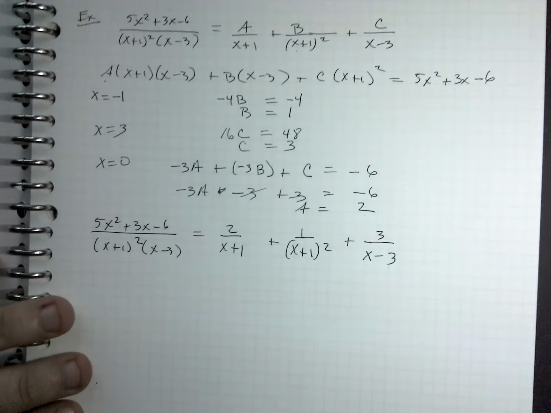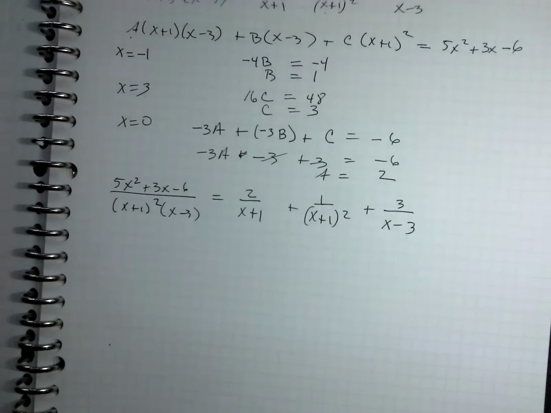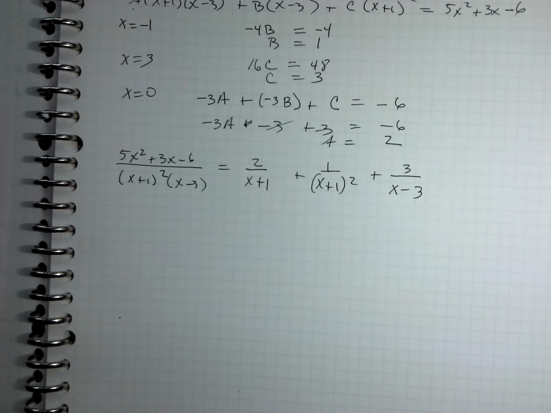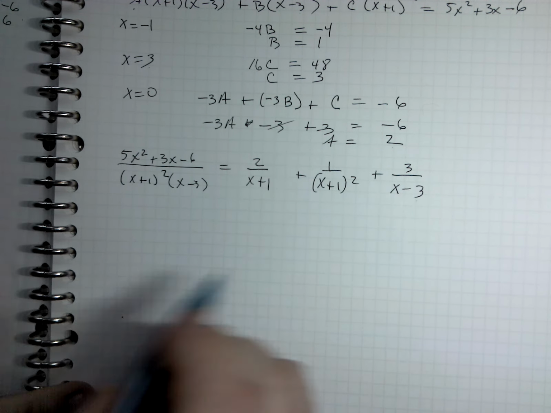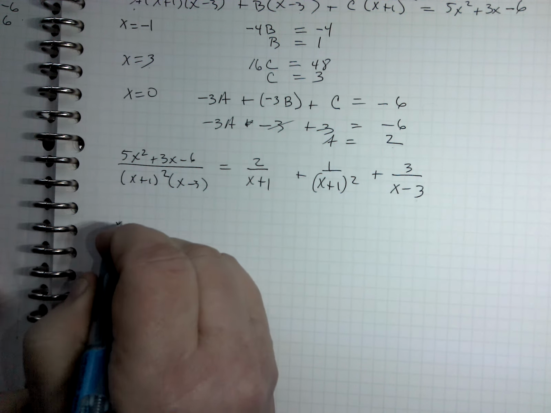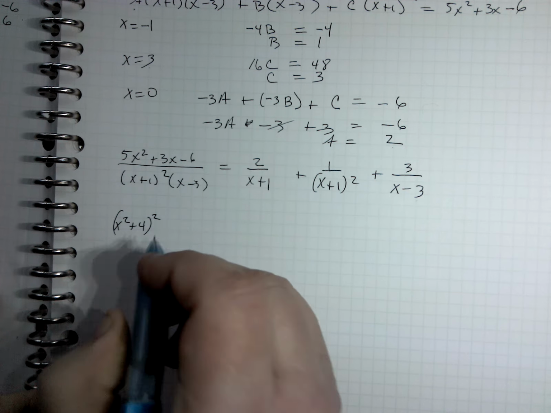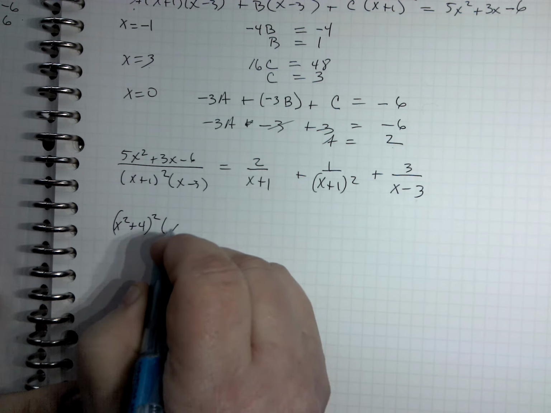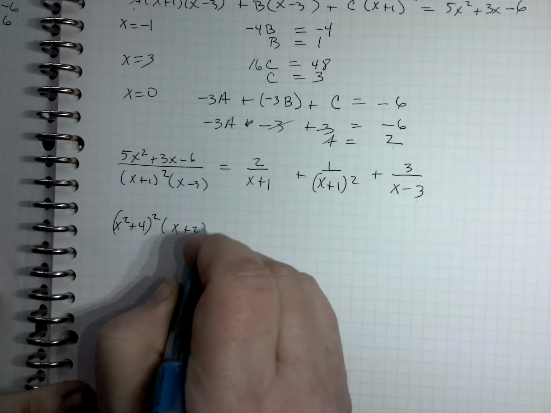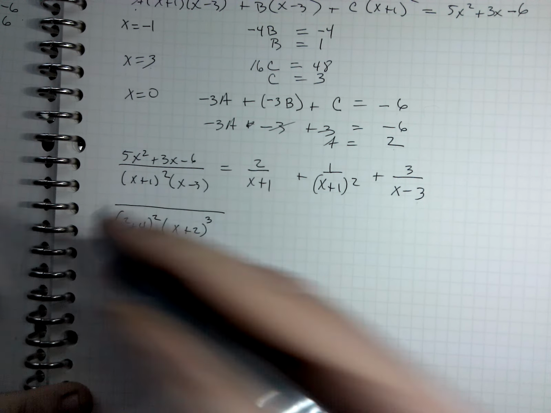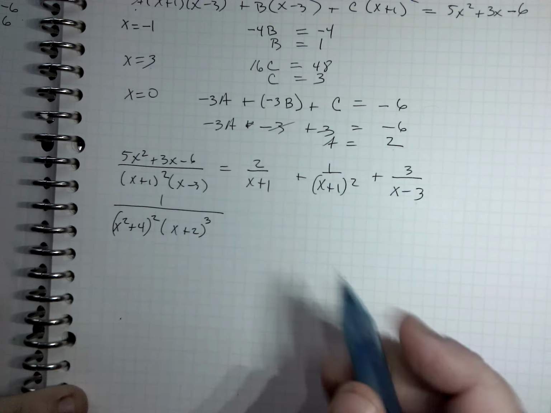Now, what happens if you have other multiple ones? Okay, let's look at the really gross one. We're not going to actually crank it out, but I'm going to show you how to set it up so you get the idea of what all the rules are. So let's say I have (x squared plus 4) squared times (x plus 2) cubed over, I don't really care what's on top, 1.